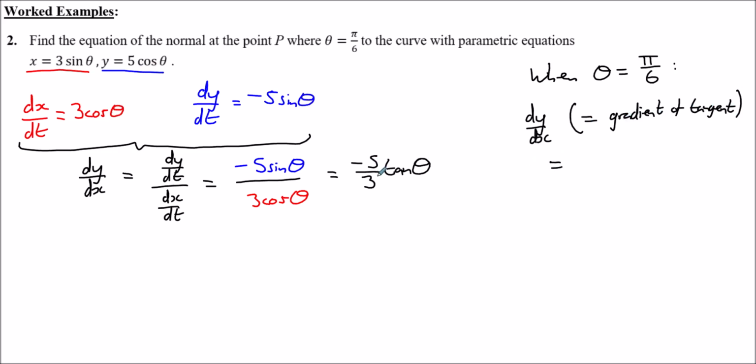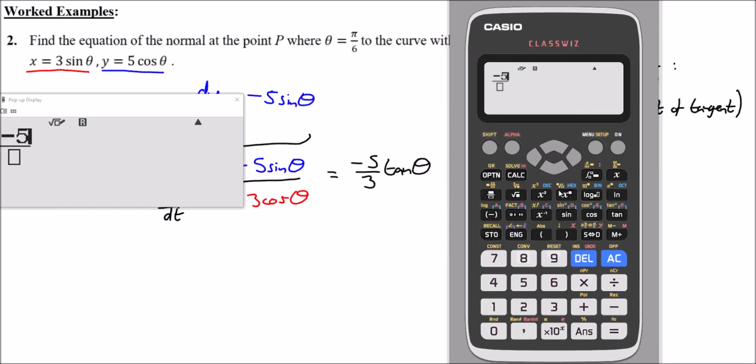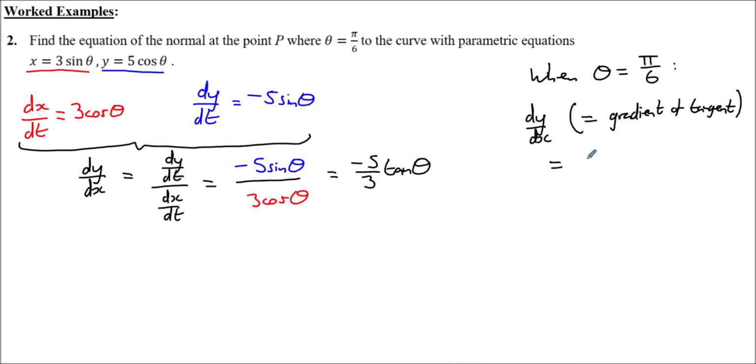So minus 5 over 3 times tan theta, let's just type this in on the calculator, why not? So press the fraction button first of all, minus 5 over 3 tan theta, pi over 6, make sure in radians mode, so shift pi, divide by 6 or over 6, either or. We get minus 5 root 3 over 9. So therefore, we actually wanted the gradient of the normal. So gradient of the normal will be the negative reciprocal of the gradient of the tangent at that point.